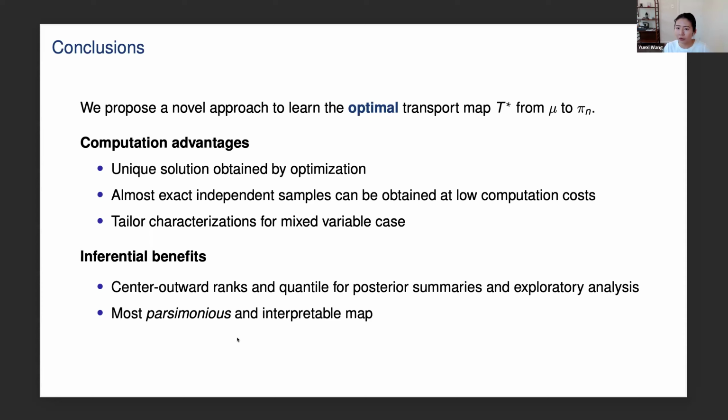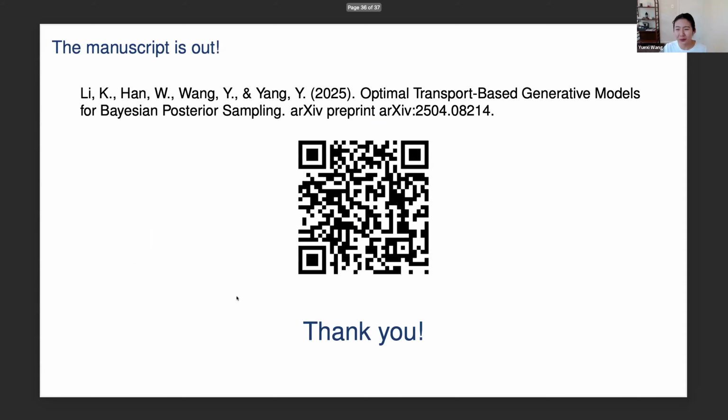Something we didn't go over in the talk is that it is also the most parsimonious and interpretable map. So if I choose my mu to be my prior distribution, then once I learn this OT map, I also learn the transport distance from my prior to my posterior. And this gives me an idea about how much my belief has shifted after I observed the data.